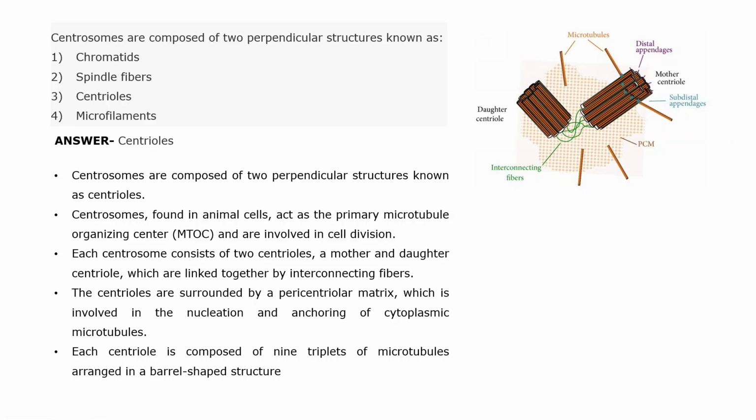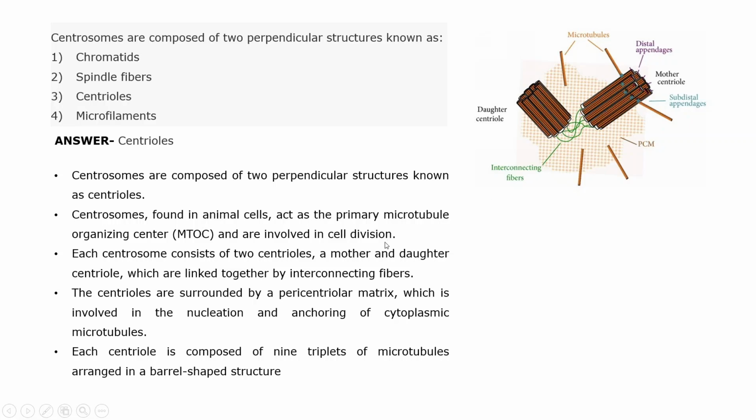Basically, formation of microtubules takes place from centrioles that are present within the centrosome. This PCM consists of several proteins that help in microtubule nucleation and assembly also. So centrosomes are composed of two perpendicular structures known as centrioles. It is found in animal cells, acts as a primary microtubule organizing center, or MTOC, and is involved in cell division. Not directly involved in cell division, but directly involved in microtubular nucleation and assembly, and indirectly because of that cell division happens.